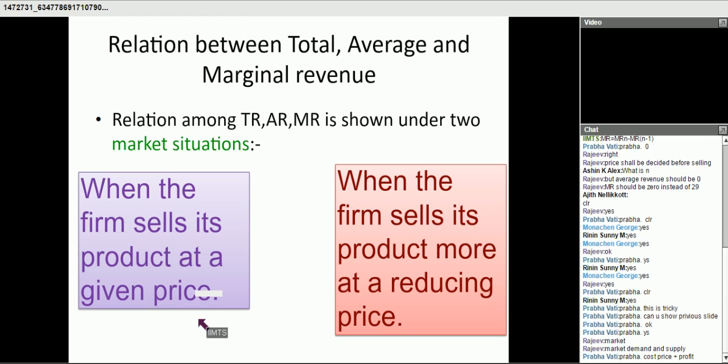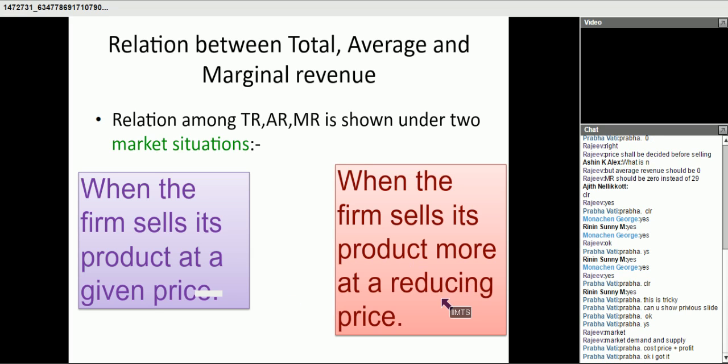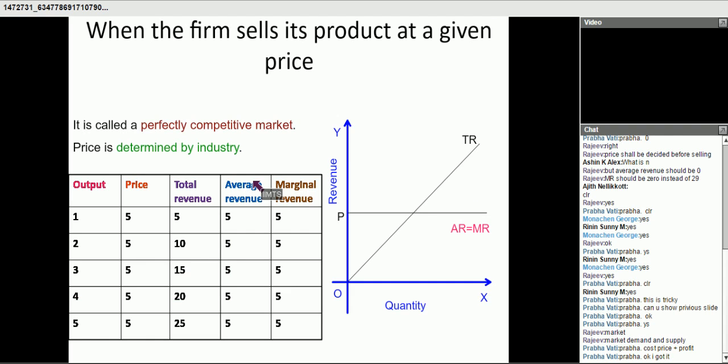No Prabha, that is not what we are discussing right now. Okay, that cost and profit thing. We are right now discussing from the point of view of demand and supply only. Alright. So there are two conditions here. One is this, and when it is selling at a less price also, that is also a possibility. So we will be discussing that.